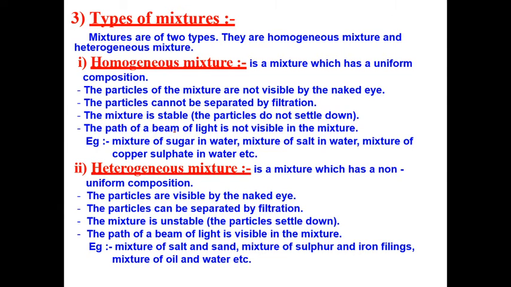The path of a beam of light is not visible in the mixture. The best example of a homogeneous mixture is a sugar and water mixture. Here you form a sugar syrup, and you can't separate the sugar from the water. So this solution is called a homogeneous mixture.